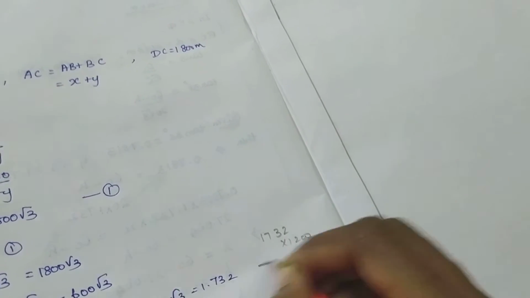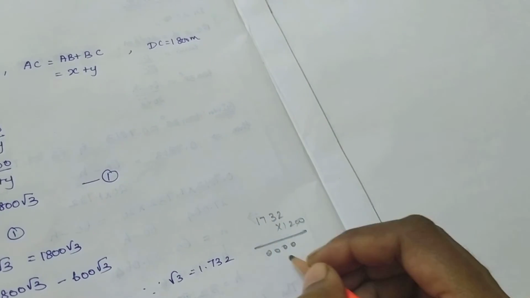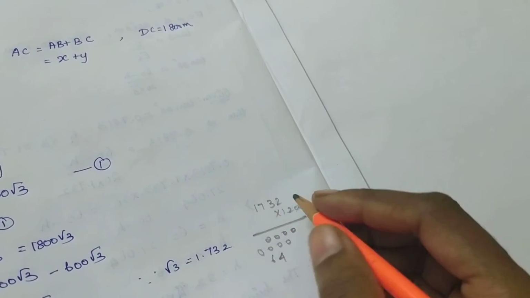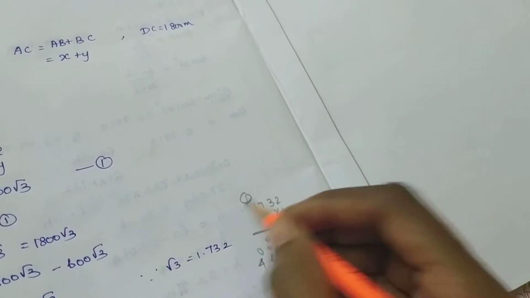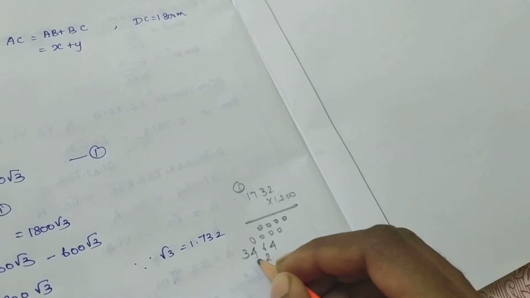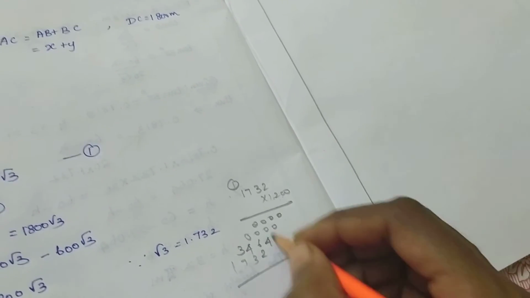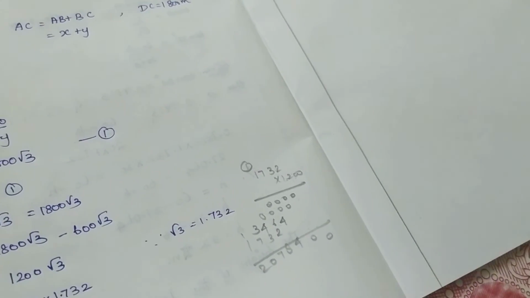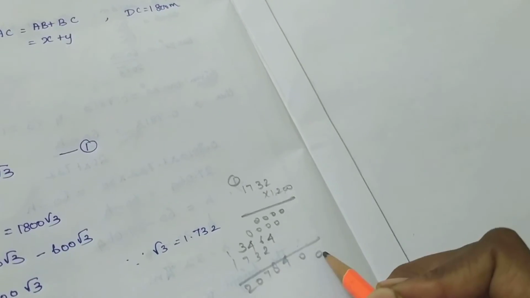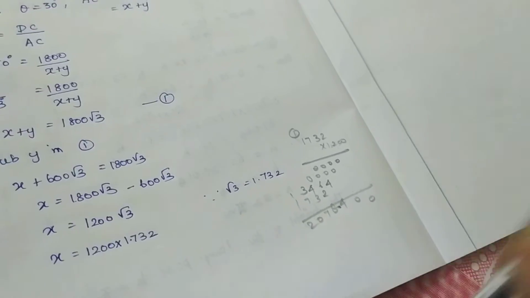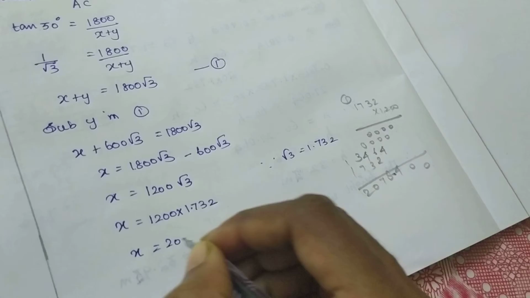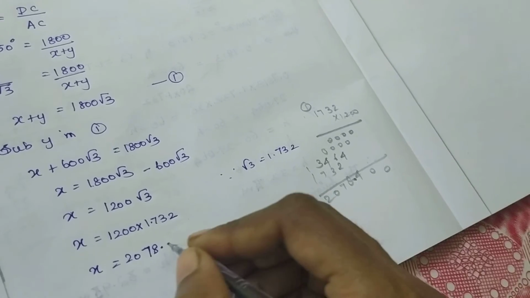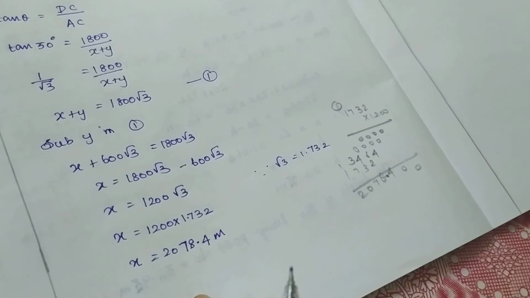1732 into 1200. Multiplying it out, how many decimal points does it have? 1, 2, 3 points. So X is equal to 2078.4 meter. That's only what they are asking, right?